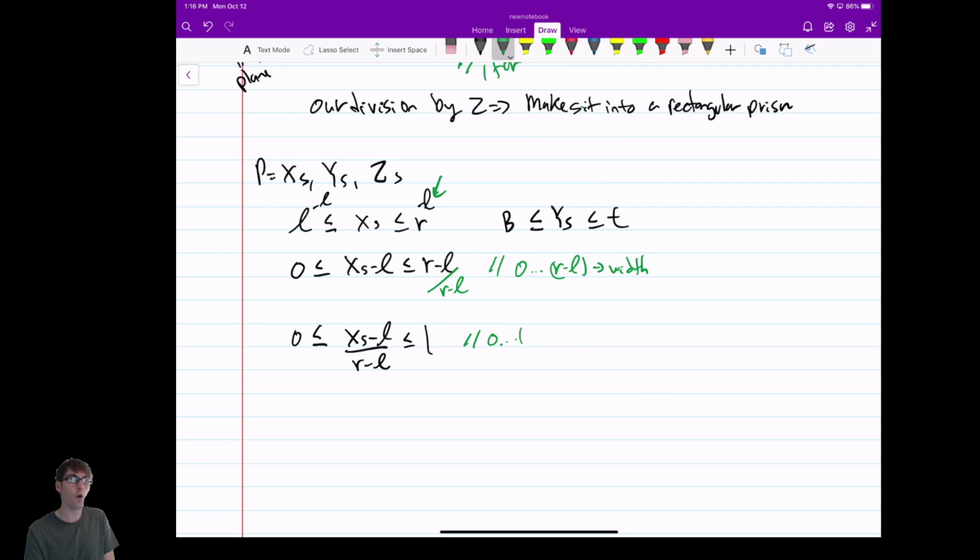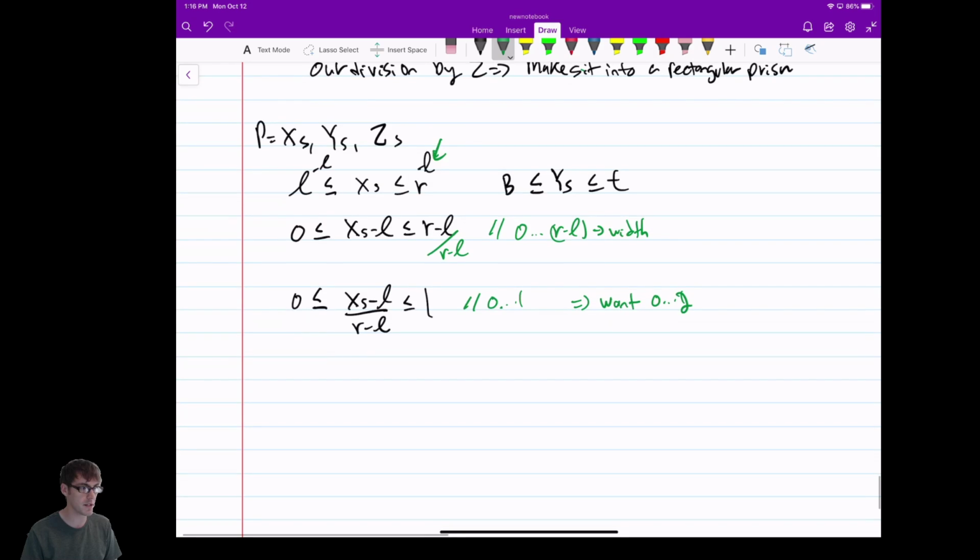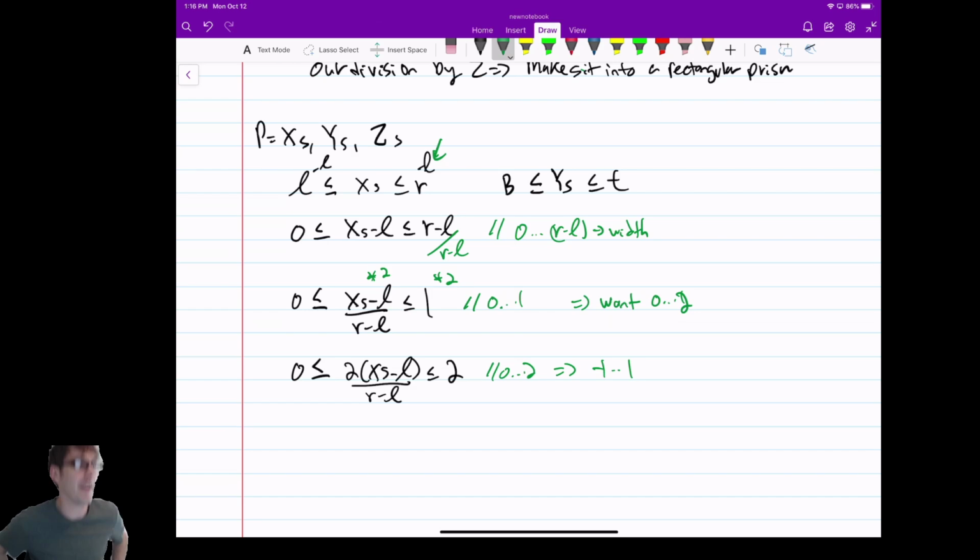Of course, we don't want 0 to 1. We want 0 to 2, right? So then I can move it from -1 to +1. I want a 2 by 2 canvas to be normalized device coordinates. So to do that, I multiply everything by 2. And of course, 0 multiplied by 2 stays 0. So I have 2 times X of S minus L over right minus L, which is less than or equal to 2. Awesome. So now I have 0 to 2. But of course, I want -1 to 1. And you should see how that can go. I just subtract 1 from all sides.